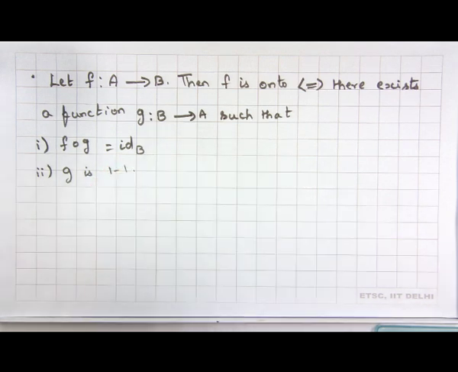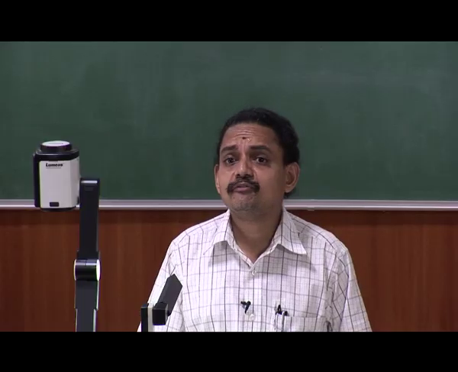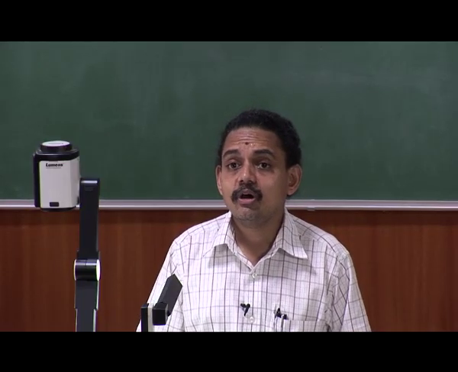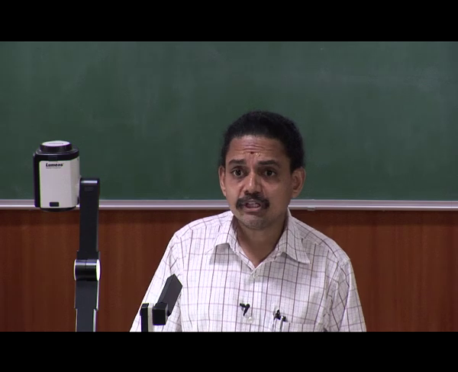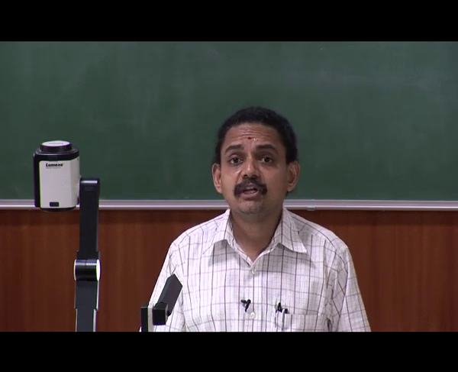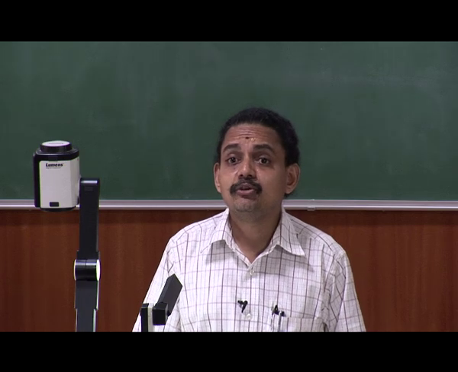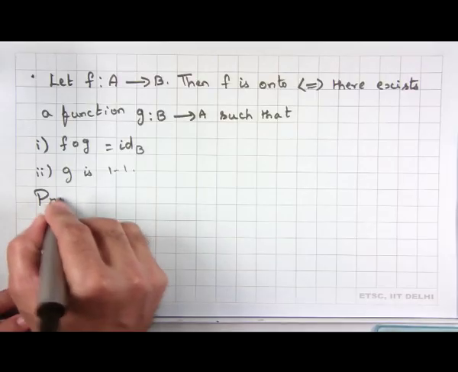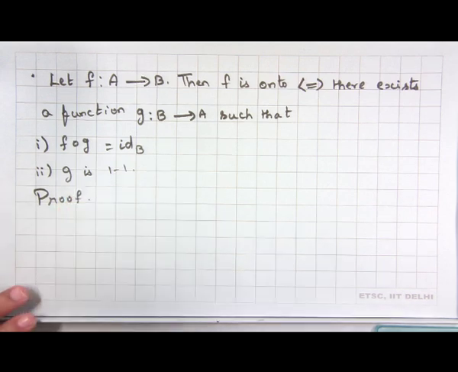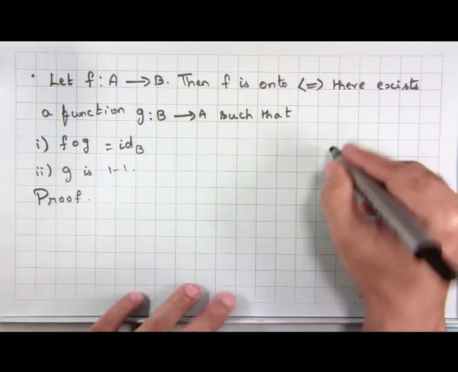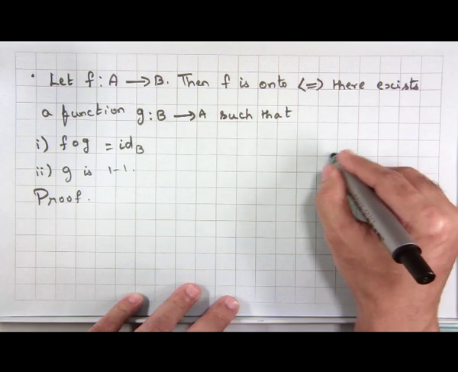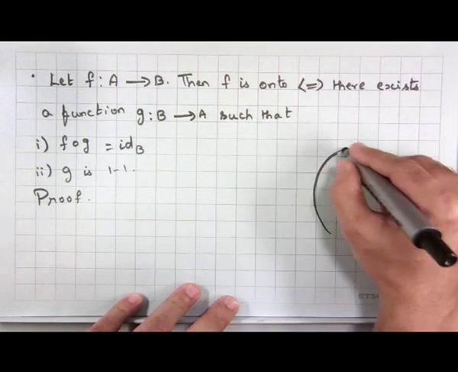So, if you have a 1-1 function, the corresponding function g is going to be onto, and if you have an onto function f from A to B, then the corresponding function g from B to A is going to be 1-1. Fine. Let us look at the proof of this. Let us again have a similar diagram for the one part.